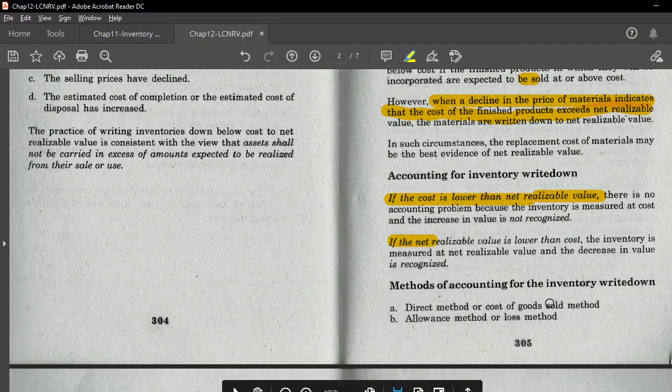Methods of inventory write-down. We have the direct method and the allowance method. So, direct method, pag may nakita kang difference between the net realizable value and the cost, kasi nga, mas malaki si cost kaysa kay NRV, then, any difference, papunta agad kay cost of goods sold. Okay, so, wala nang keme-keme, go. Cost of goods sold na siya.